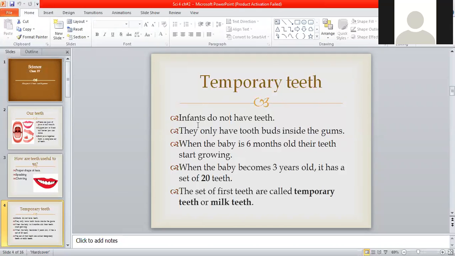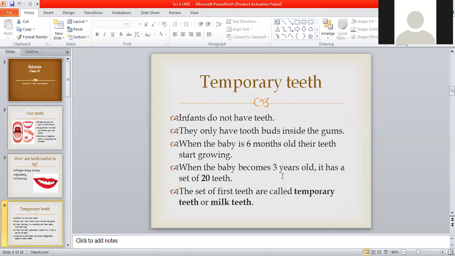So moving forward, infants, again I'm saying, newborn babies do not have teeth. They only have tooth buds inside the gums. Gums, I already have shown you, the reddish area above and below your teeth is known as the gums. Tooth buds are the point marks where the tooth is going to grow from. When the baby is 6 months old, their teeth start growing. From 0 till 6 months, the baby doesn't have teeth, they only have the tooth buds, means the area where the tooth is going to grow.